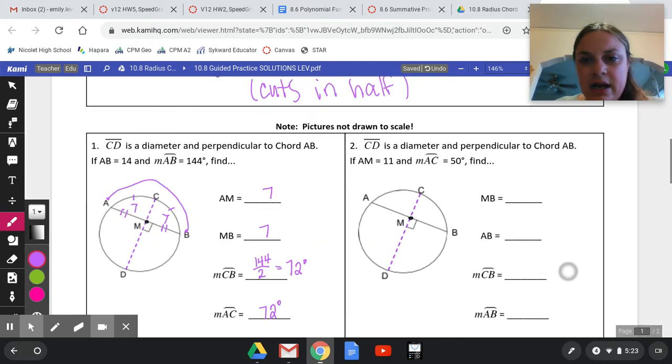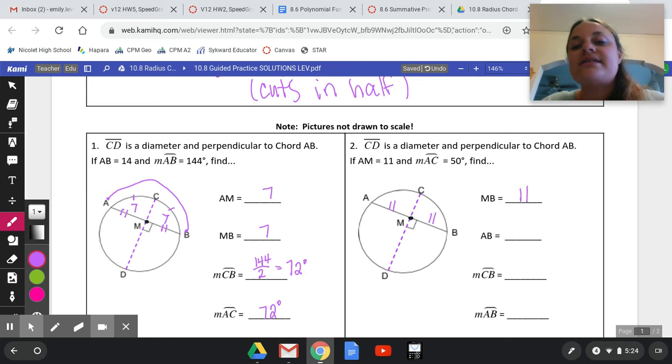Next, we've got kind of a similar situation, but we're going the other way. So AM now I know is 11. And I am looking for what MB is. Well, AM, that's half of it. So MB is the other half of chord AB. So this would also be 11. And note, these are not tick marks here. That's an 11. Okay. And again, if I know that the measure of arc AC is 50 degrees, what else can I find?